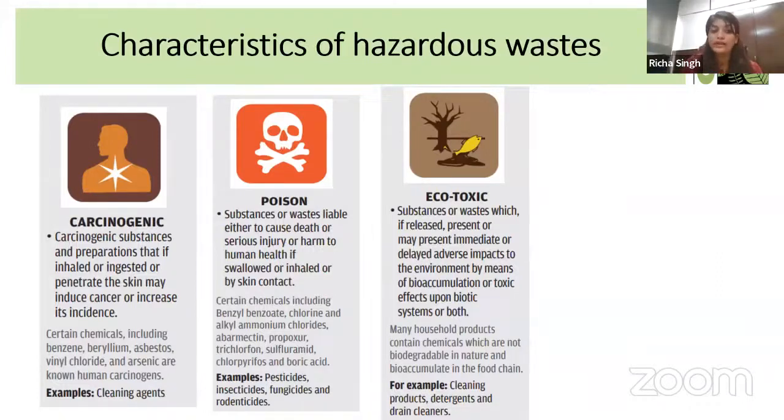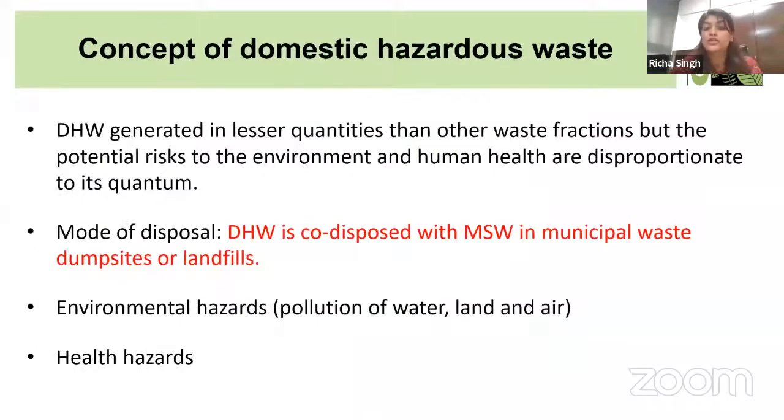Poison, we all know, means substances or waste liable to cause death or serious injury or harm to human health if swallowed or inhaled or by skin contact. And ecotoxicity: if the material has a tendency to cause harm to the environment or the ecosystem, then it has to be considered as hazardous. So now we'll come to the concept of domestic hazardous waste.